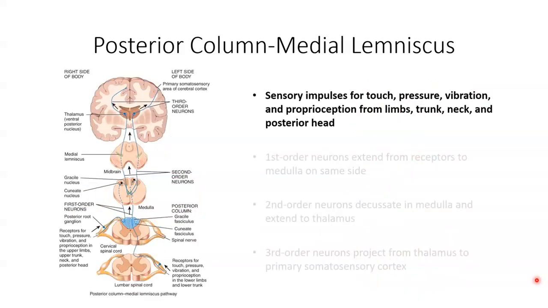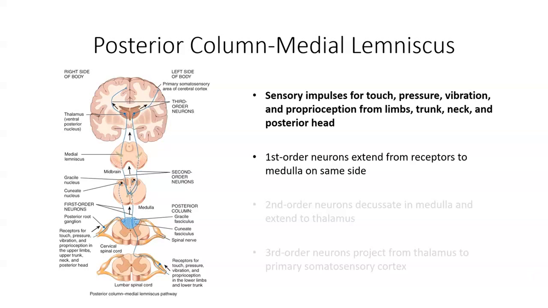So the posterior column medial lemniscus pathway transmits nerve impulses for touch, pressure, vibration, and conscious proprioception from the limbs, trunk, neck, and posterior head to our primary somatosensory cortex. So this is the important part. It transmits sensory information about touch, pressure, vibration, and conscious proprioception from our limbs, so our arms and our legs, our trunk, neck, and the back of the head.